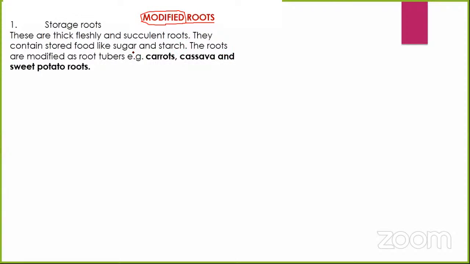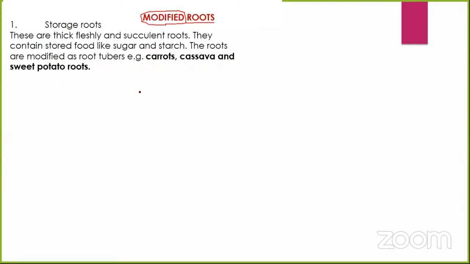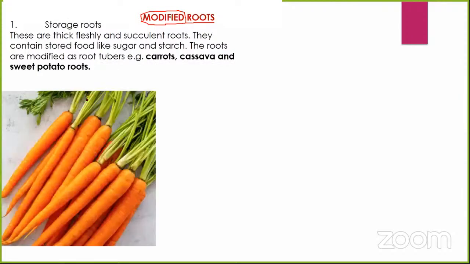For example, these are the ones that we just looked at here: conducting water, absorption of water, and then anchorage. But then some can be modified to perform some other functions. One modification is the storage roots. Now for the storage roots, one, we have carrots.